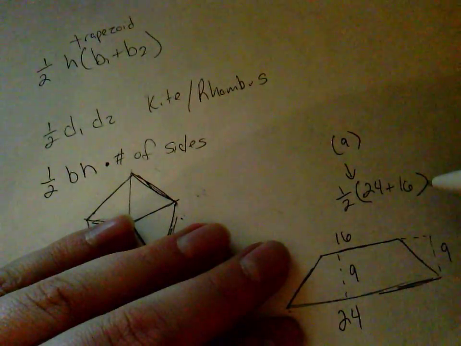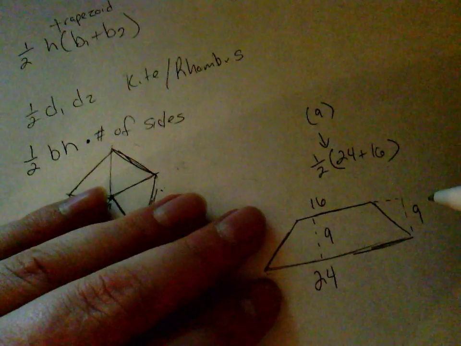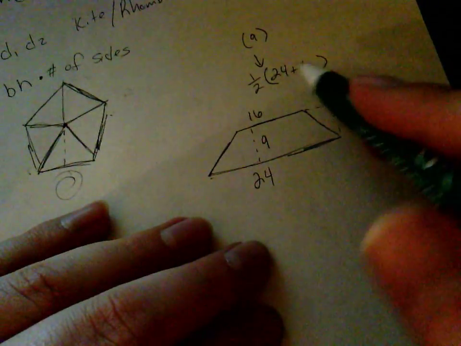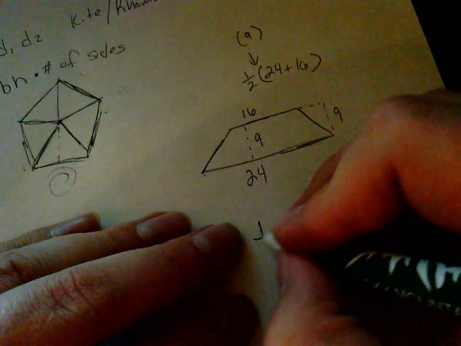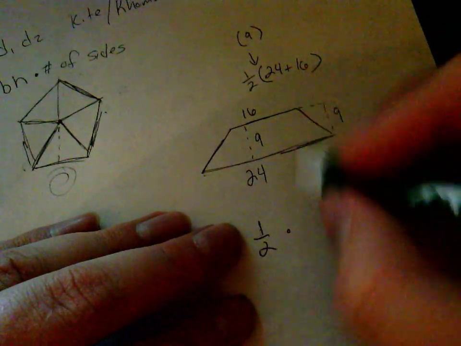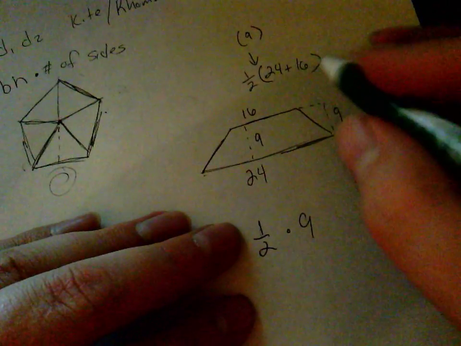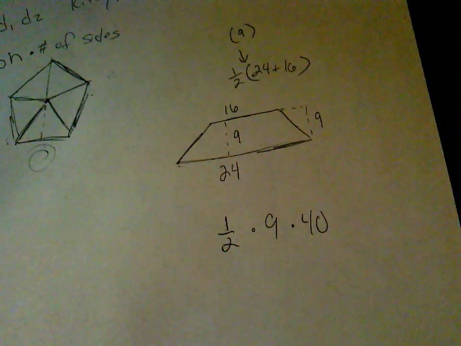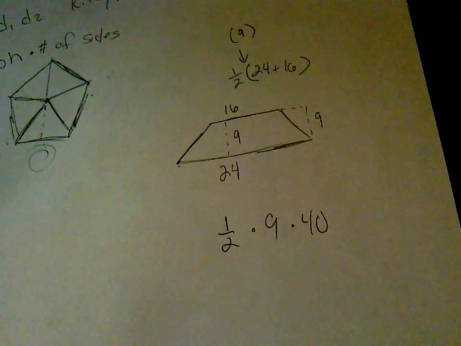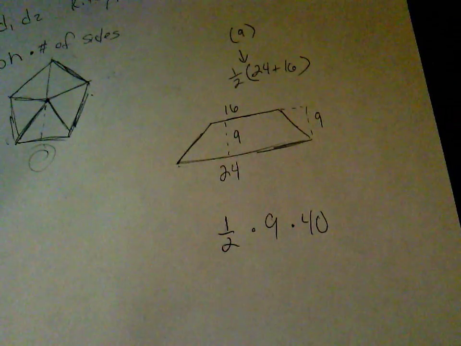Times base 1 plus base 2. Okay? Always add this before you put them in the calculator. That way you can just do it pretty simple. You just do 1/2 times 9 times 24 plus 16 is 40. Just straight up put that in your calculator. It'll give you an answer. That's all it means for a trapezoid.